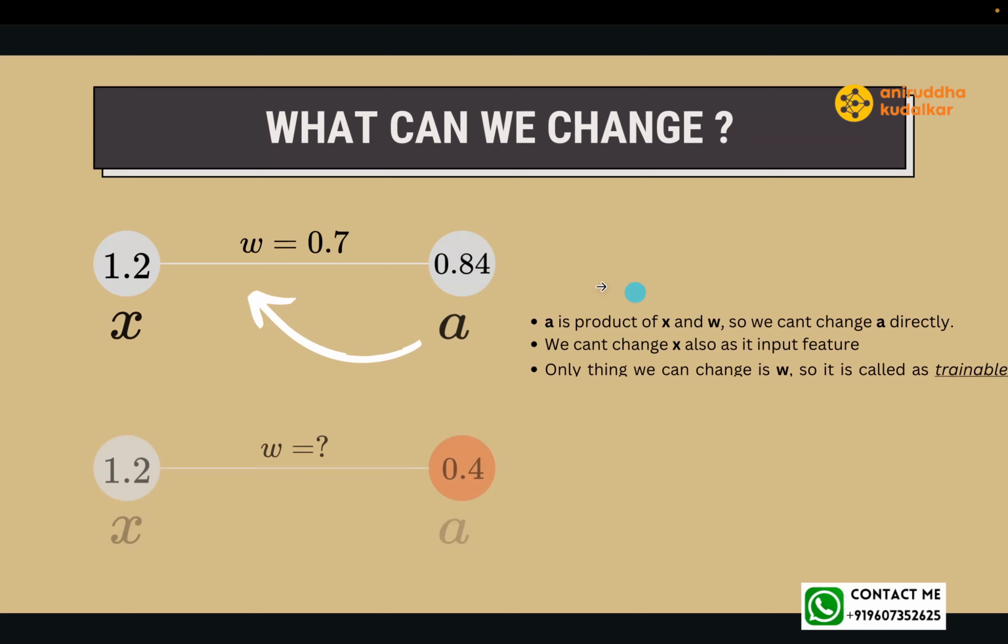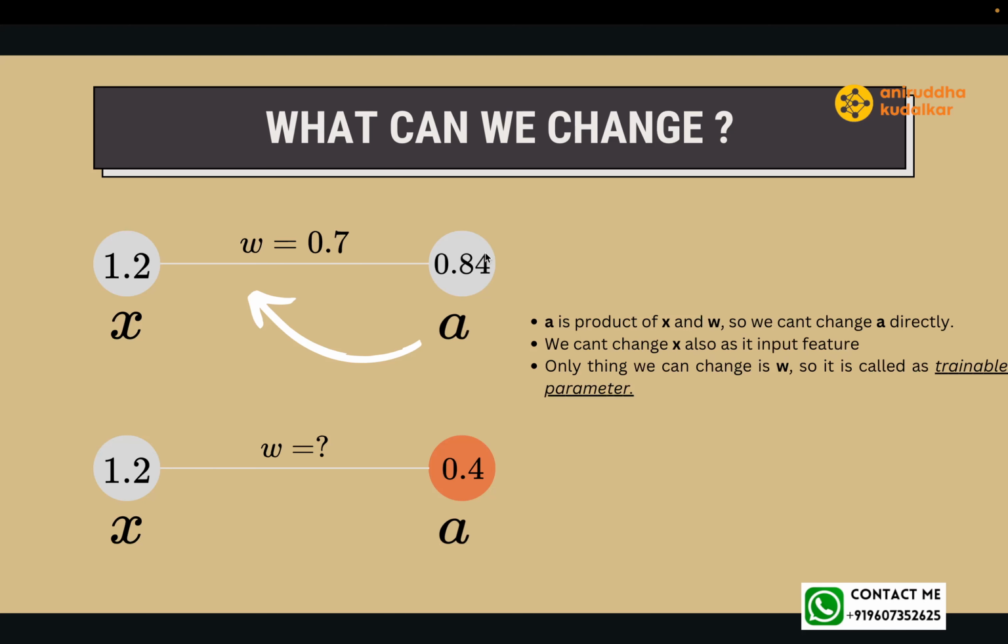So what things shall I change? Can you change X? Because A equals X into W. If you change X, definitely this output will change. But you cannot change X for the reason that X is the input feature. It's kind of constant, so it is not allowed to change X. So can you change A directly? No. A cannot be changed directly because it's a product of X and W. So what can be changed over here? Only one thing can be changed over here: weight.